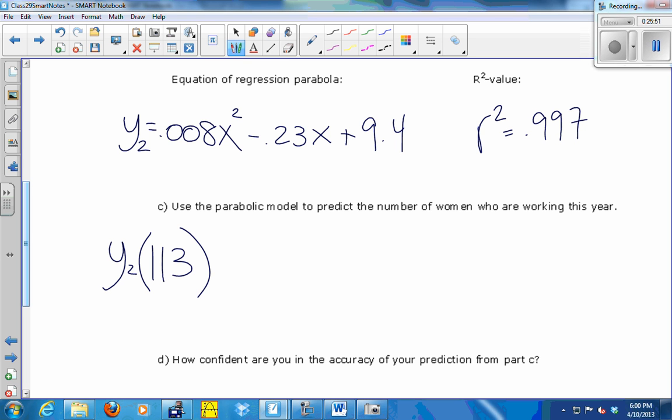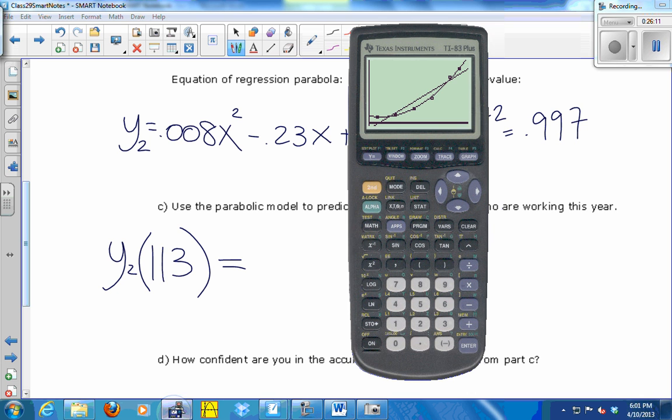Because I was letting 1900 be year 0, 2013 would be year 113. Rather than typing this in, because I rounded all these values, this 0.008 and 0.23 and 9.4, those are all severely rounded. I cut off a ton of decimals. So rather than just go to my home screen and type it in, I'm going to use the table. Plus, that keeps me from making typos.